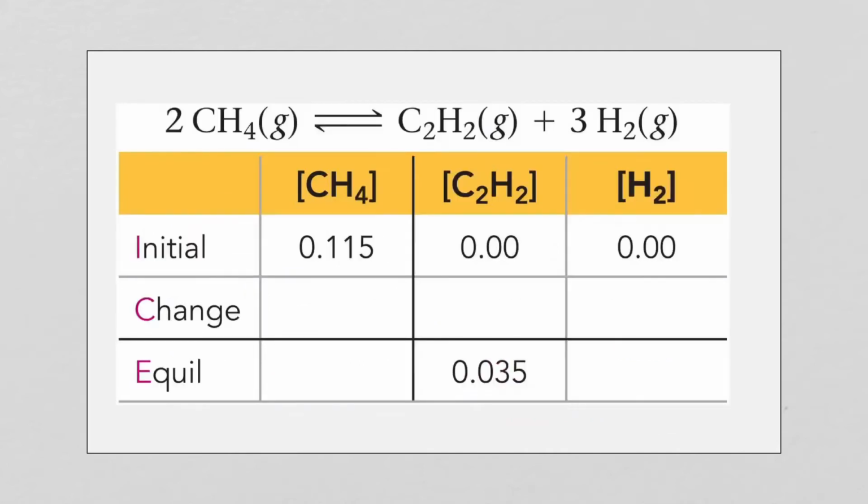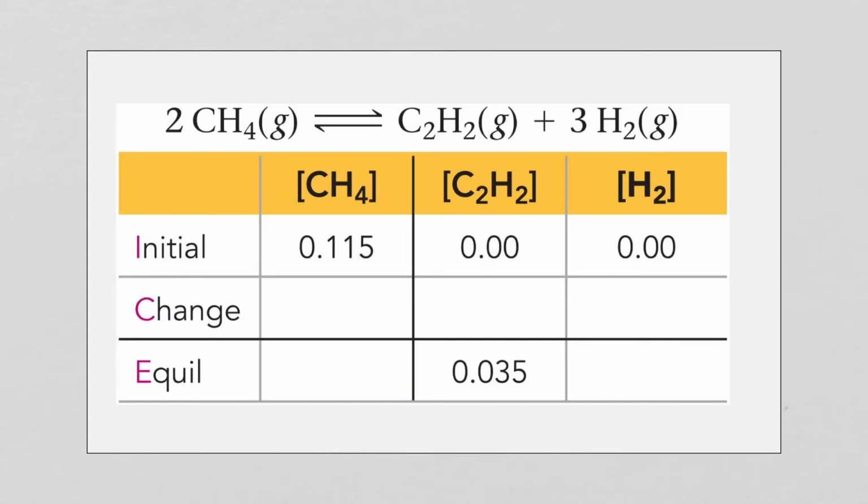Okay, so let's close out this particular section with one more example, and we'll use this equation here, where we have 2 moles of methane in equilibrium with C2H2, ethylene, and 3 moles of hydrogen. So we have the same kind of scenario here. We know our initial concentrations. In this case, we know that we start off with only CH4. And we also know the equilibrium concentration, in this case, of C2H2.